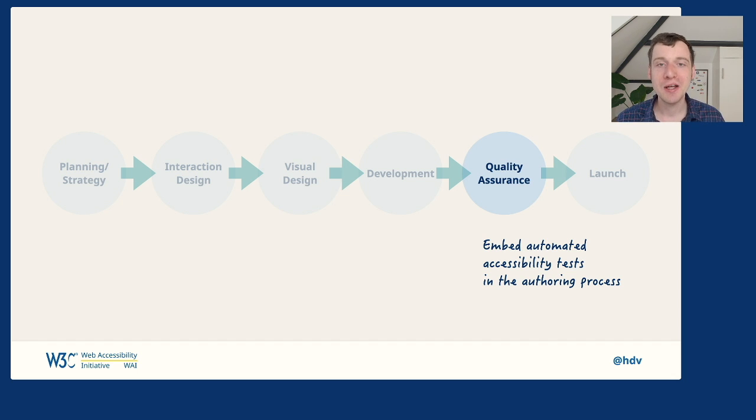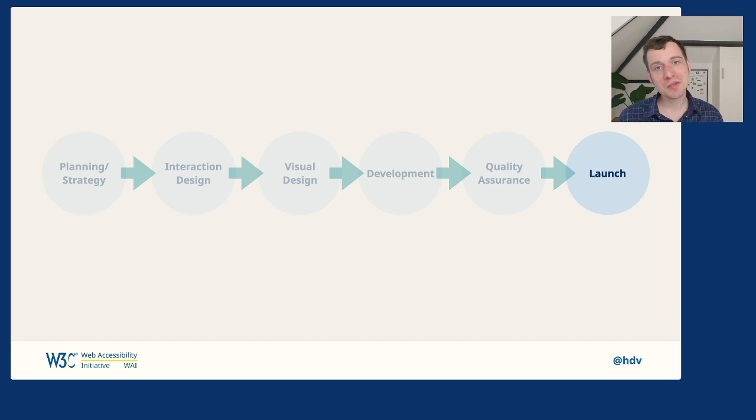If you have some test automation engineers in your team, take advantage of them and let them help make the authoring process more valuable as well in terms of accessibility. And then when you launch, you may have something that is much more accessible than if you wouldn't have done all those things. Because many websites are launched without much regard for accessibility, sadly.